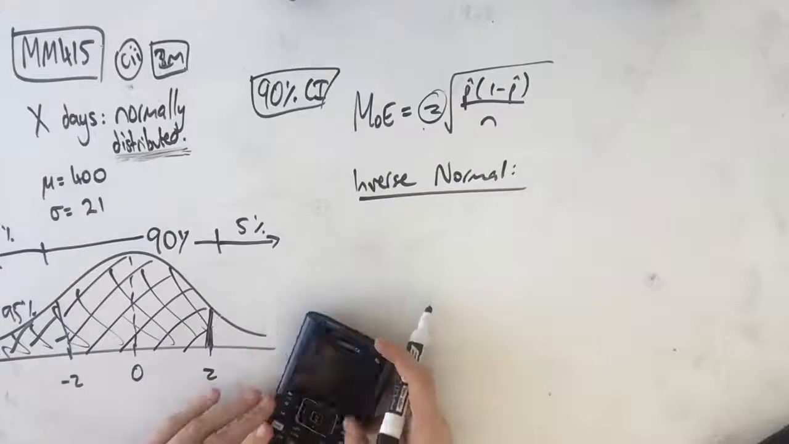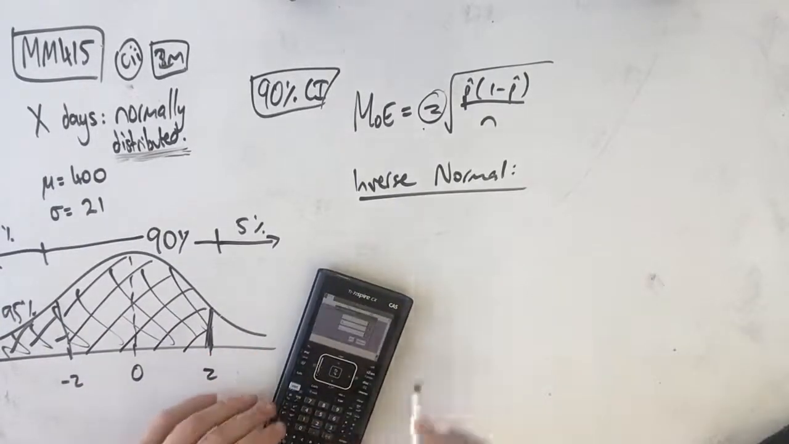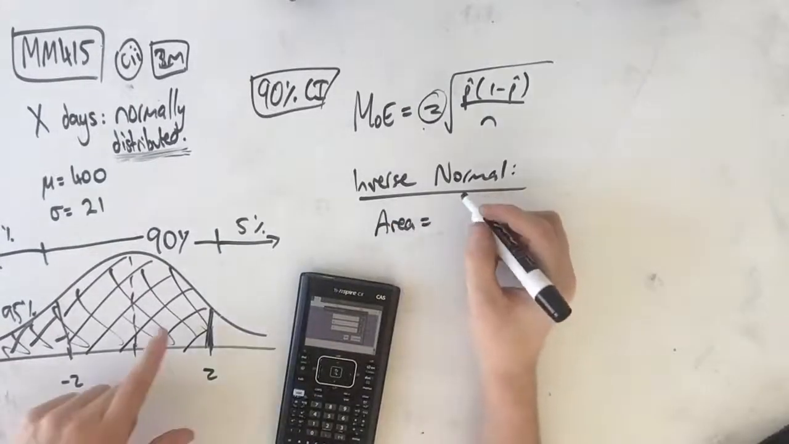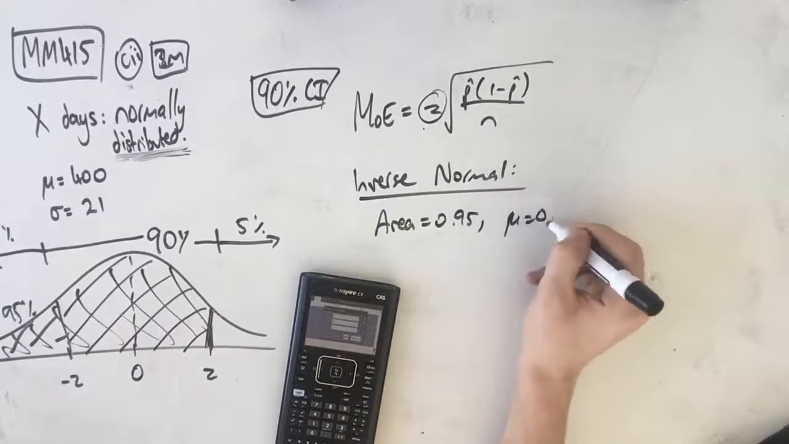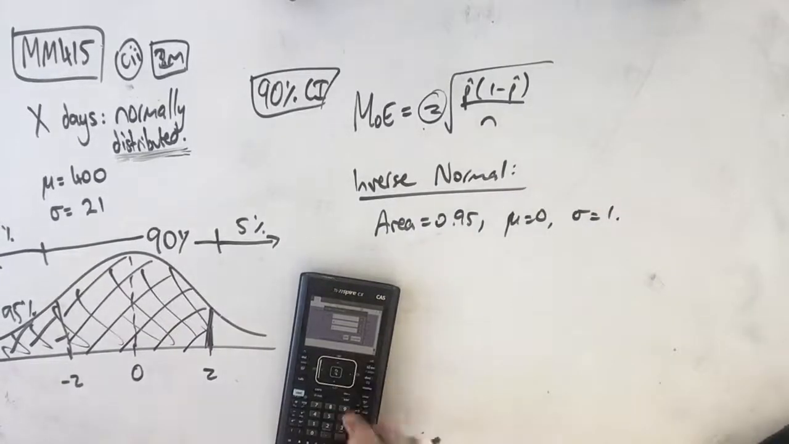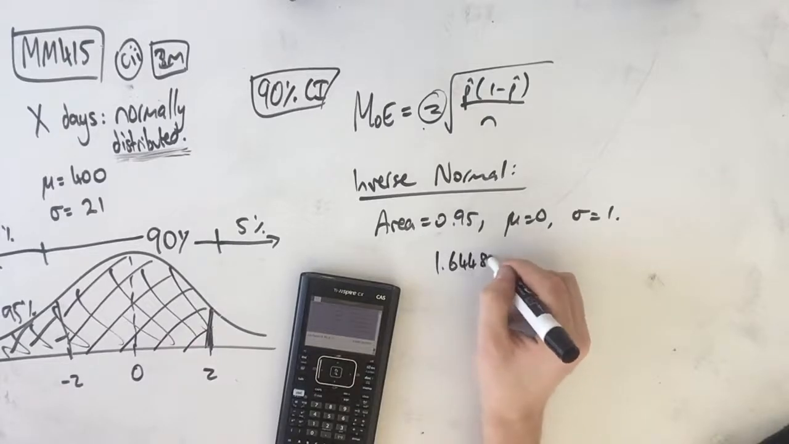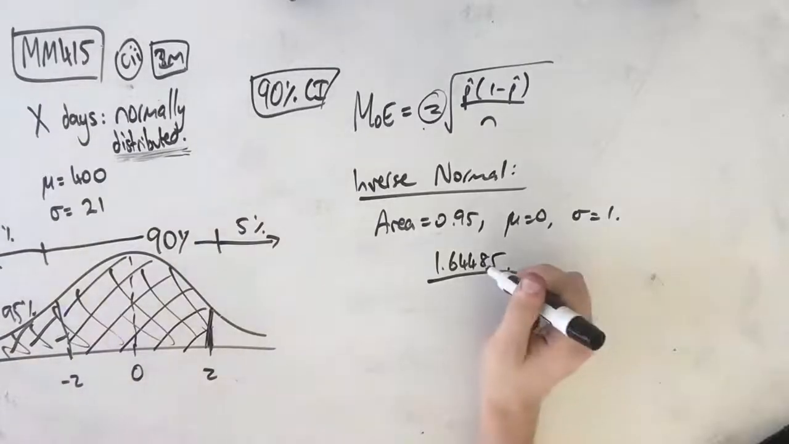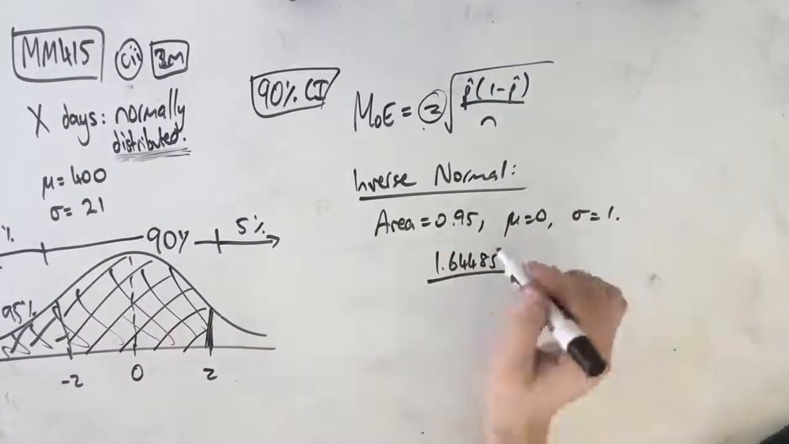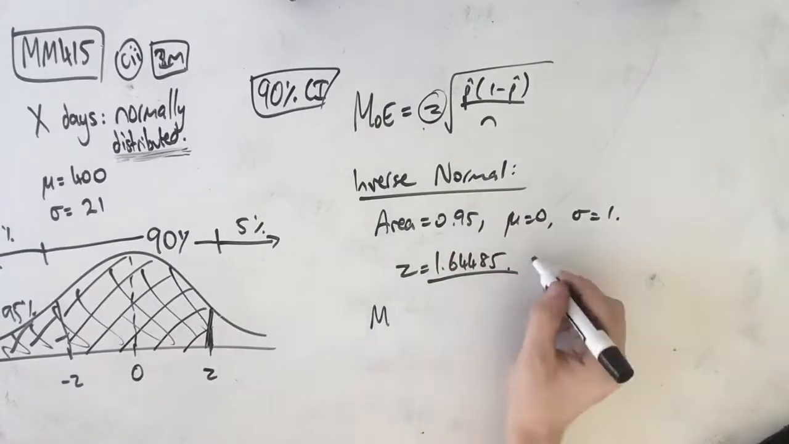Awesome. So I'm just going to double check this on our CAS. We go menu 553, area is our area to the left, which is 0.95 in this case. Mean is 0, standard deviation is 1. So we get 1.64485. We want to be as accurate as we can here, so that we don't mess up any rounding. So we know that our z value is 1.64485. We can say that's our first mark.